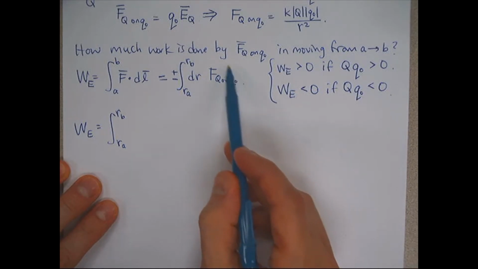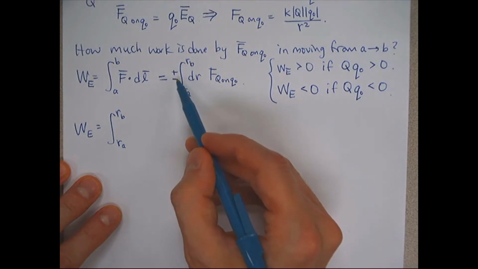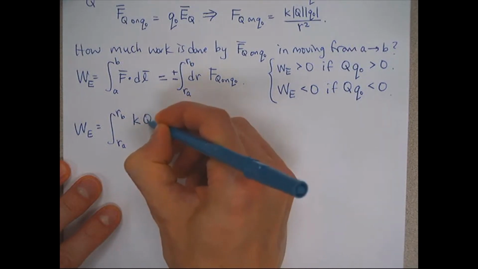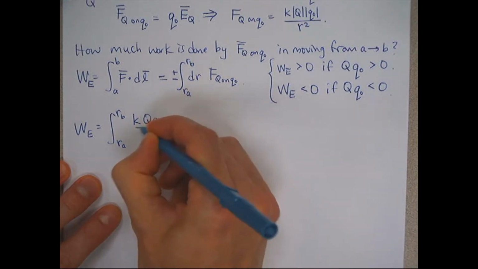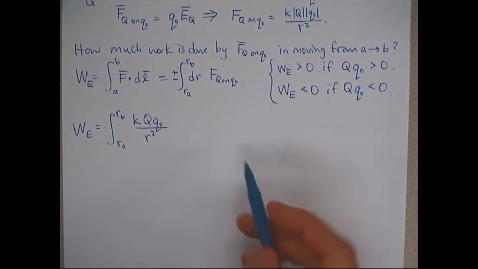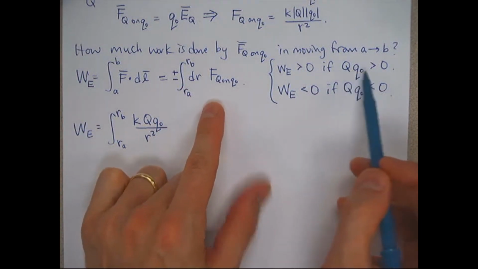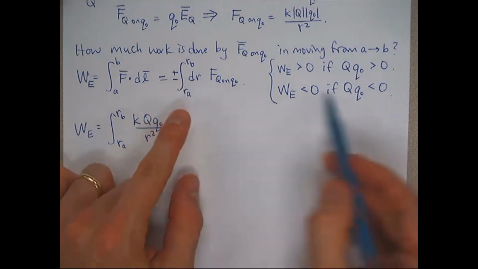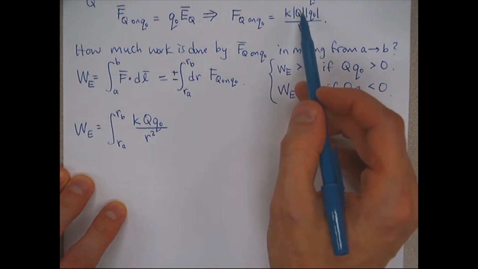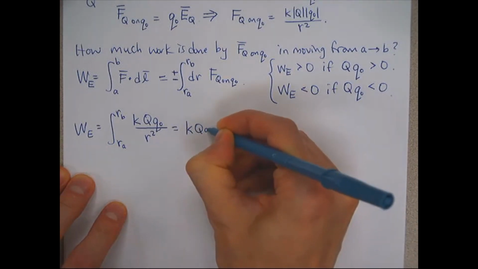Well, something nice happens here. If you look at the magnitude F of Q on q and these plus or minus signs out here, all of that information could be folded into one expression, kQq naught, which includes their signs, over r squared, right? Because that work will be positive if they have the same sign, and that work will be negative if they have the opposite sign. So it all works out. We can drop the absolute value bars and the plus or minus out front. We have constants out front.